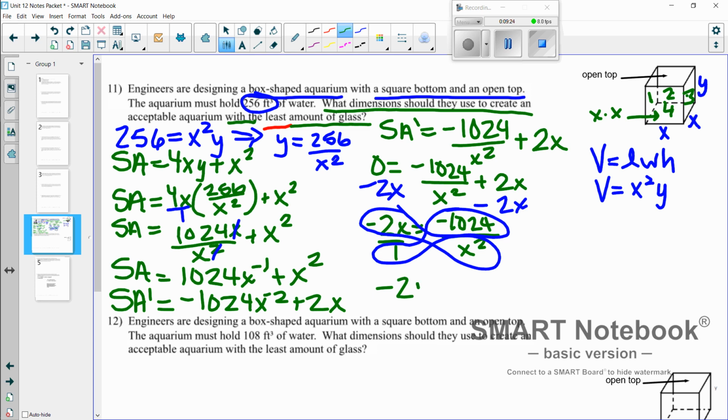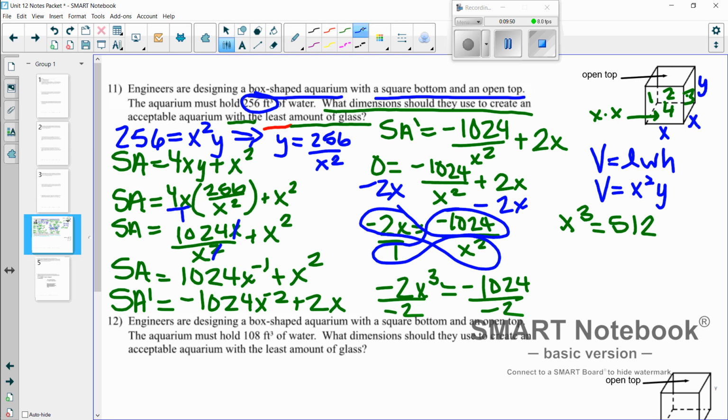We have -2x to the third then equals -1024. Okay, well, I'm going to divide by -2 here. Divide by -2. We're getting x cubed equals 512. Now, we still don't have x alone, okay?